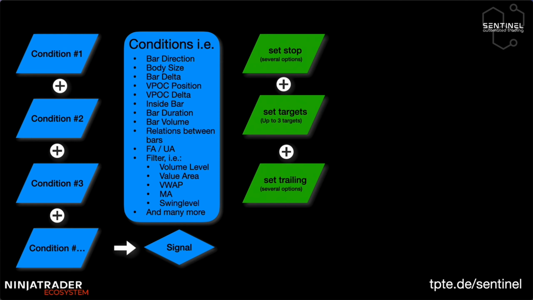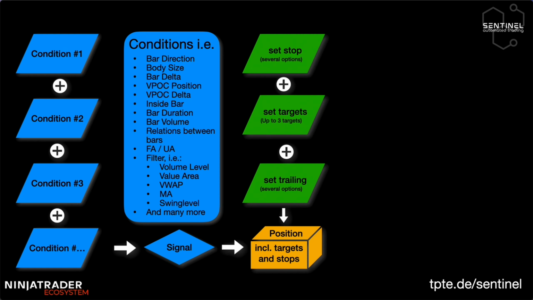If I have set everything up, so I have defined my signal, my targets, my stop, and my trailing, then ideally a position, including our targets and the stops that I have configured, is created. This means that once this signal has been created, Sentinel can automatically create a position here in various ways. I can also define the trading session, so I can, for example, say I only want to trade between 16 and 20 o'clock. The time always refers to the chart time, which I have set.